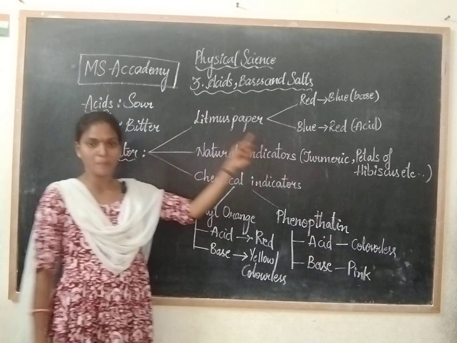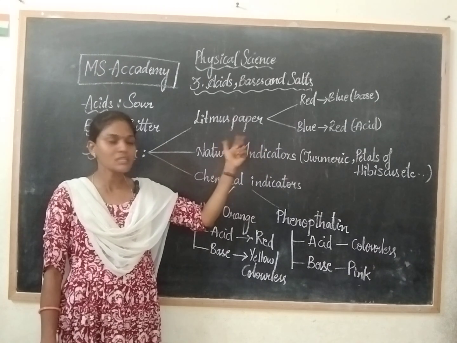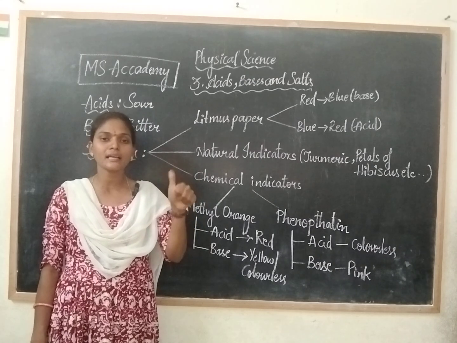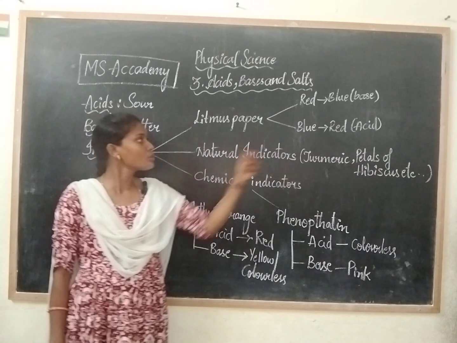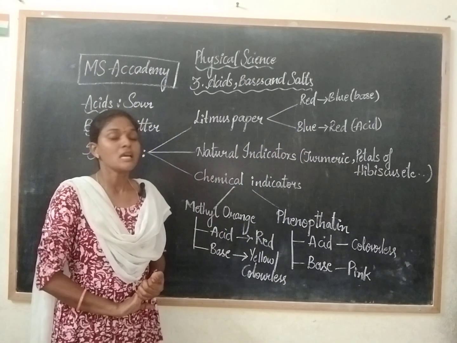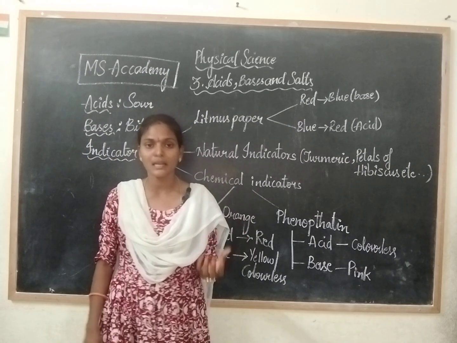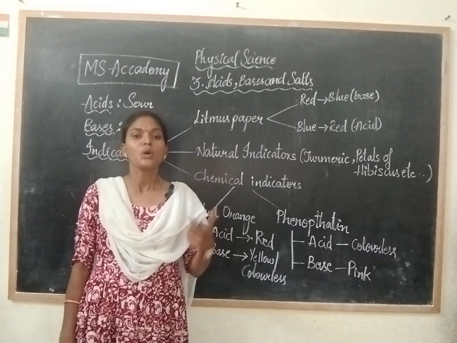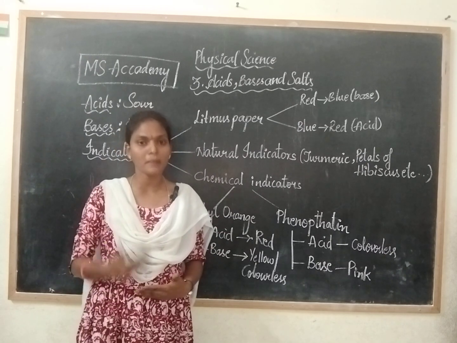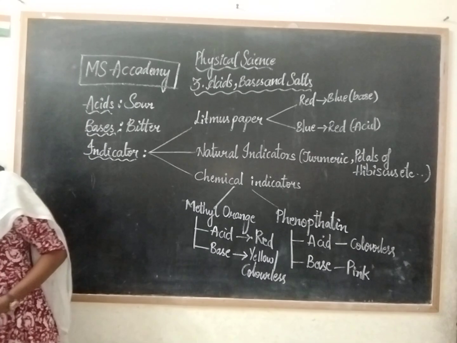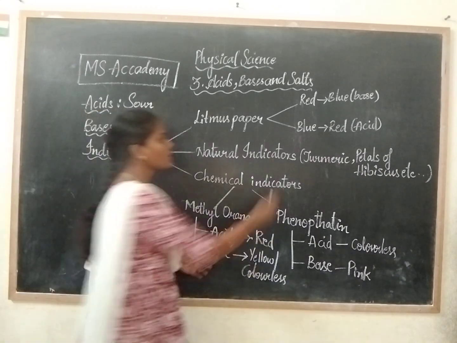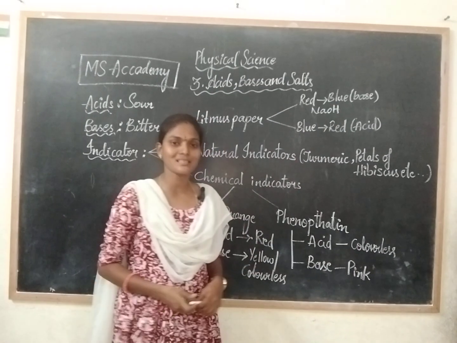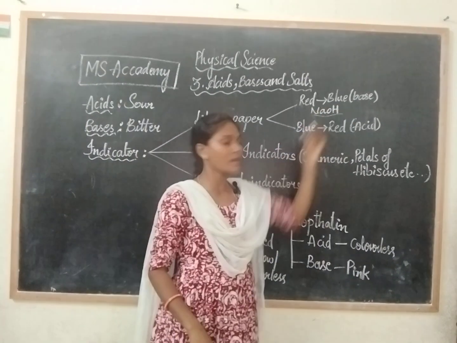Now let us take litmus paper. Litmus paper is one of the indicators. It is available in two colors, red and blue. When we take red litmus paper, and a chemical, let us take NaOH example, in order to identify whether the substance is an acid or a base. We all know that NaOH is a base.